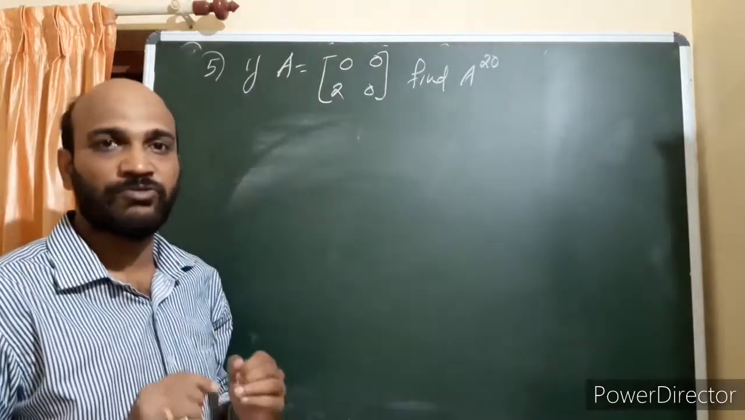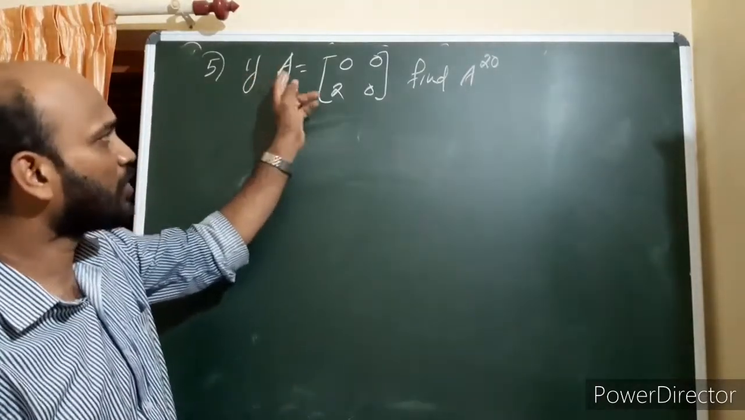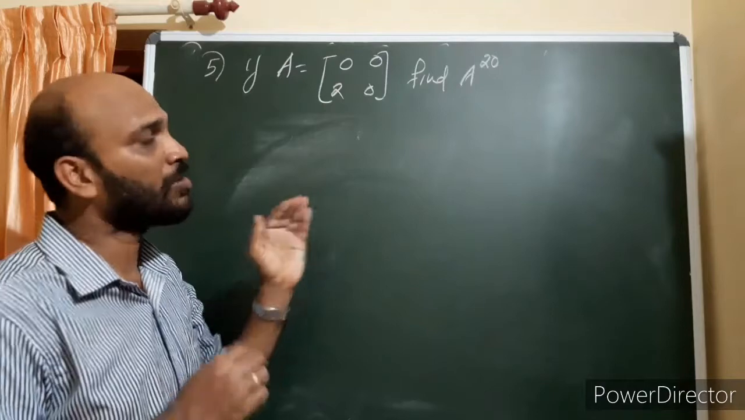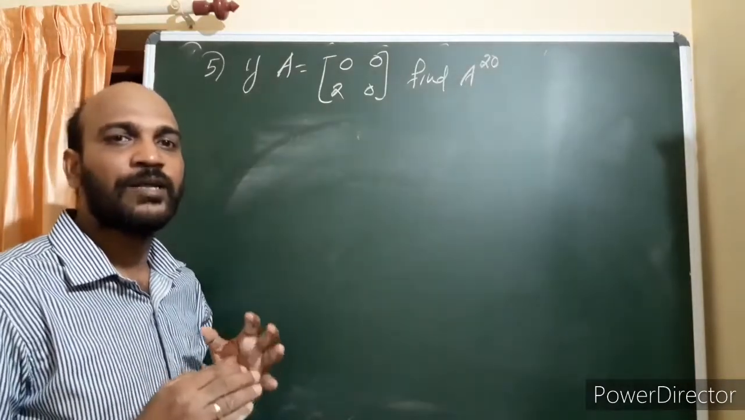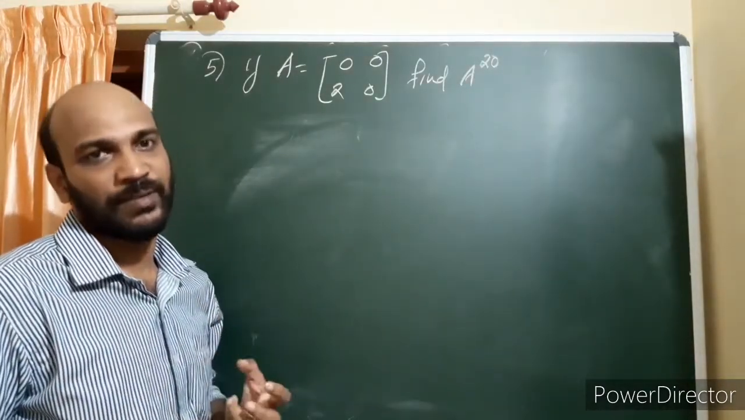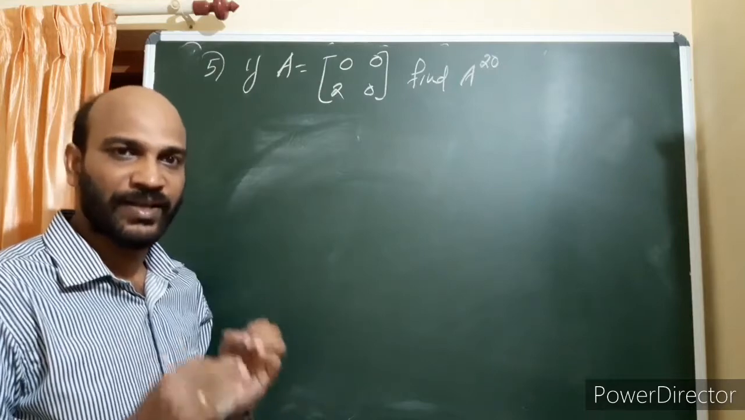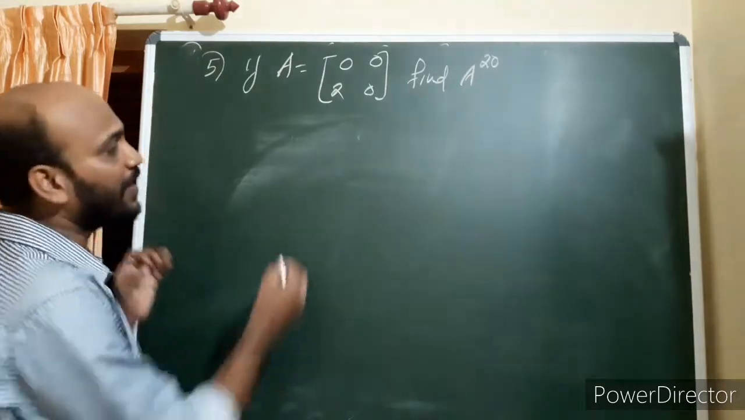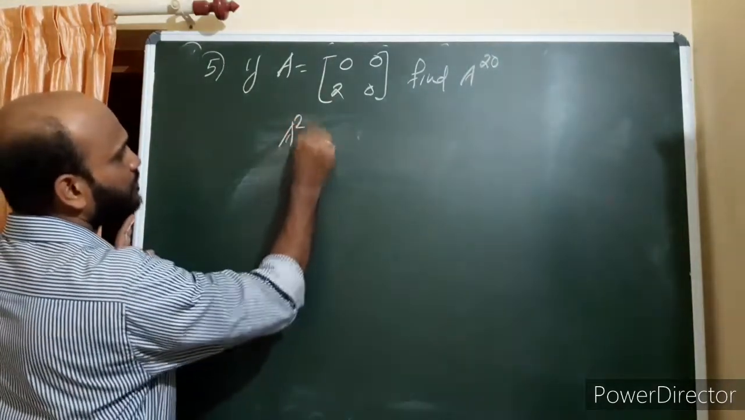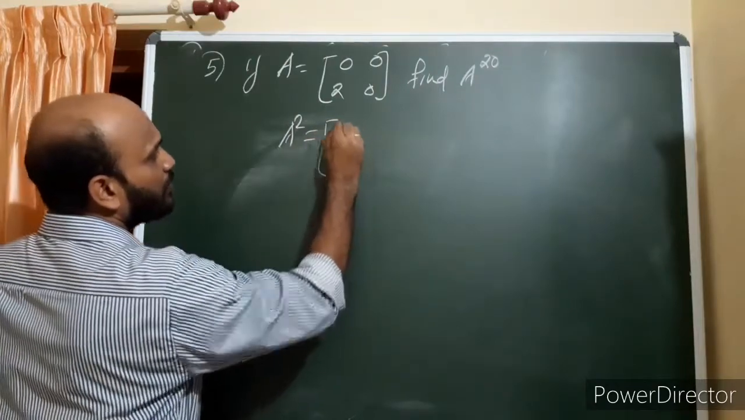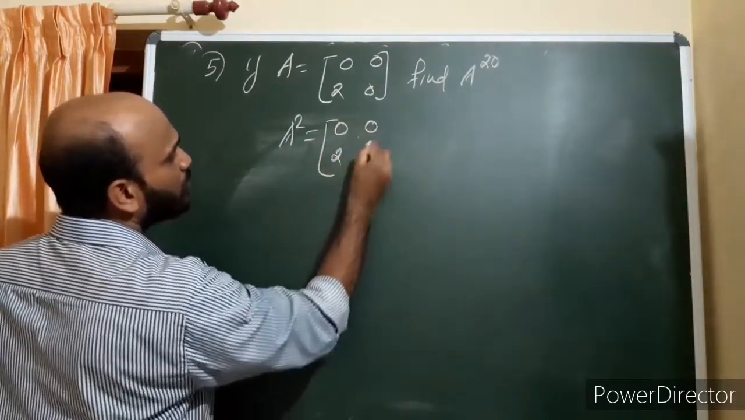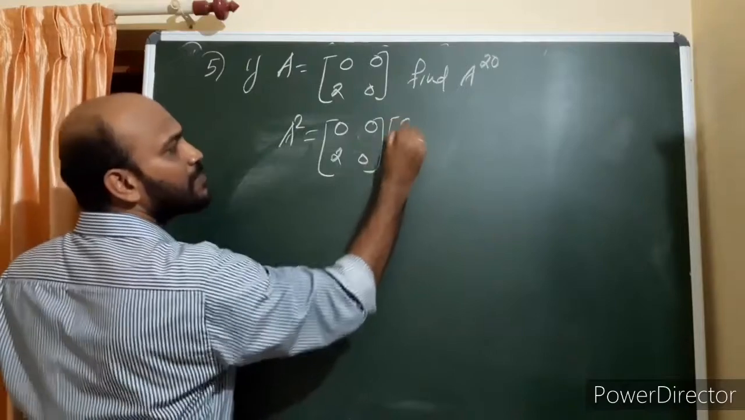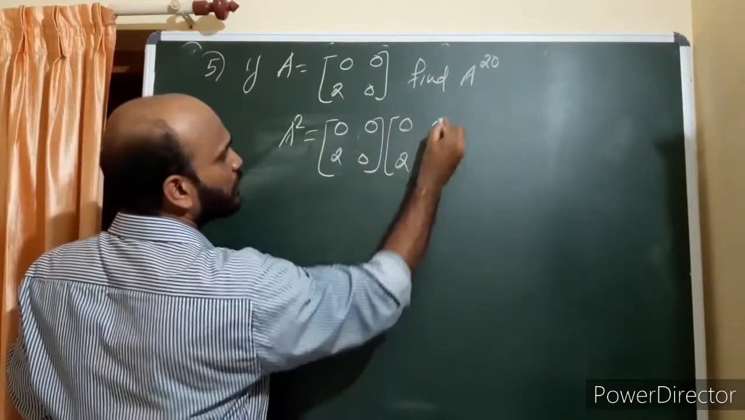Now consider question number 5. If A equals the matrix 0 0; 2 0, find A raised to 20. A raised to 20 means you have to multiply A 20 times. But this question is very easy. First you have to find A square. What is A square? The matrix 0 0; 2 0 into the matrix 0 0; 2 0.